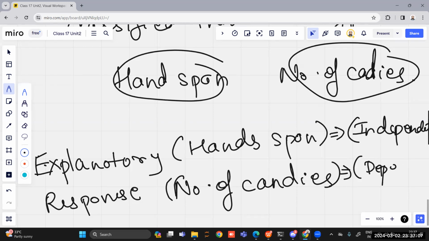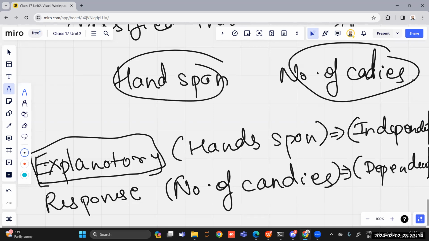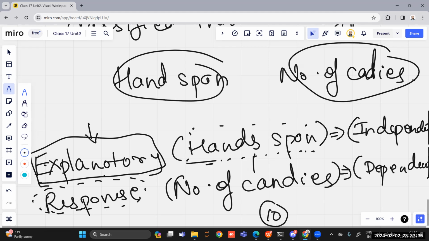Dependent. Why? Well, this is simpler than explanatory and response. The explanatory variable is what we put in to help us predict the response, the outcome. When we want to predict the outcome, we need the explanatory variable. But if I told you the number of candies is 10, we cannot predict the hand span. If we know the hand span, we can predict the number of candies. So hand span is independent, and the number of candies is dependent.